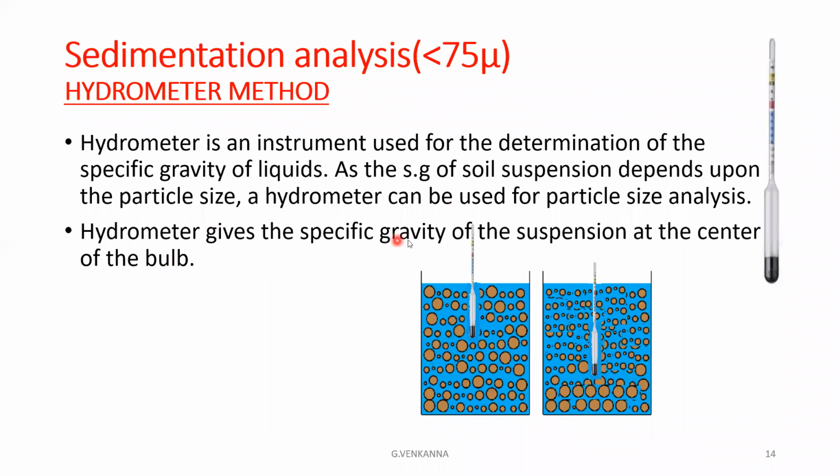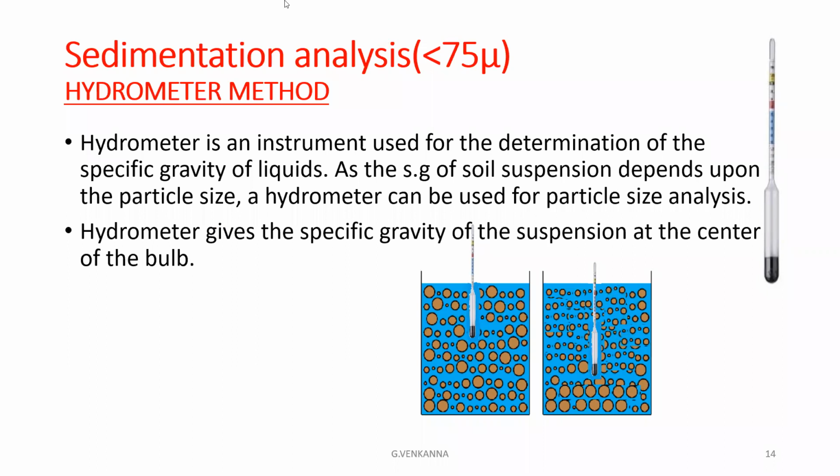In the hydrometer method, the hydrometer gives the specific gravity of the suspension at the center of the bulb. So in this process, the specific gravity of the soil suspension is taken at the center of the bulb.